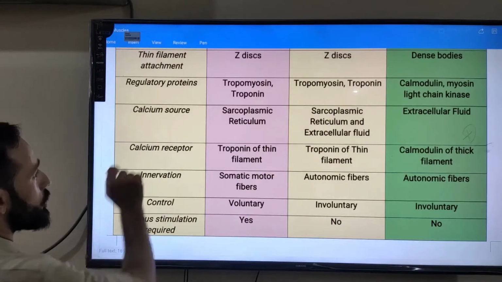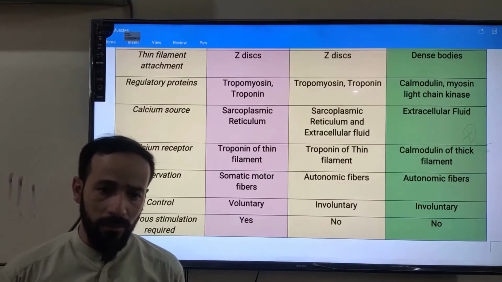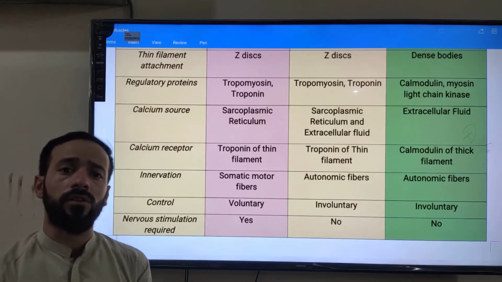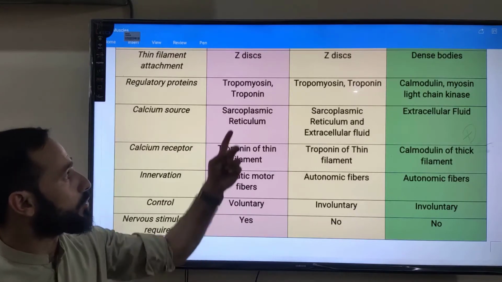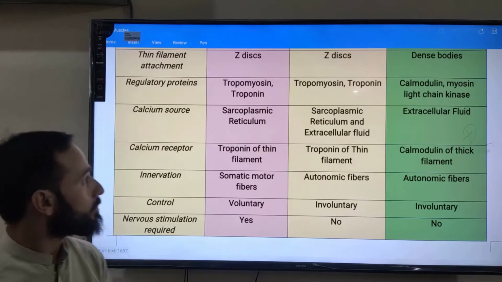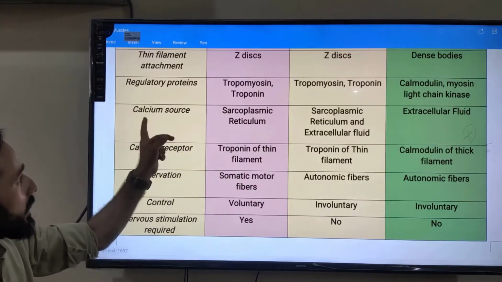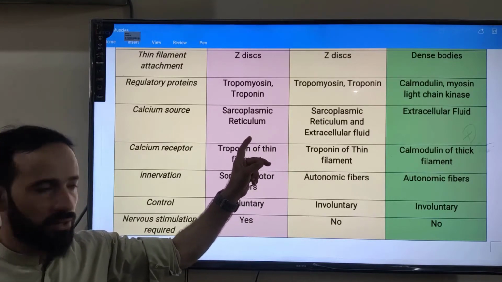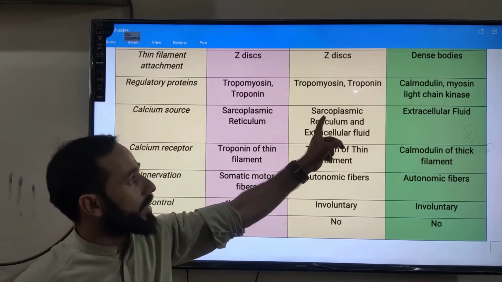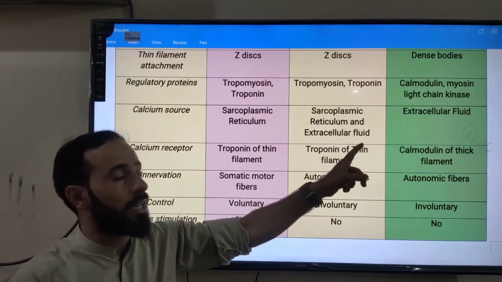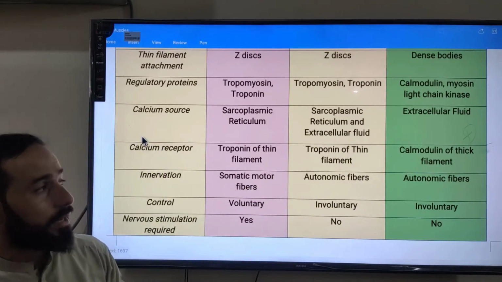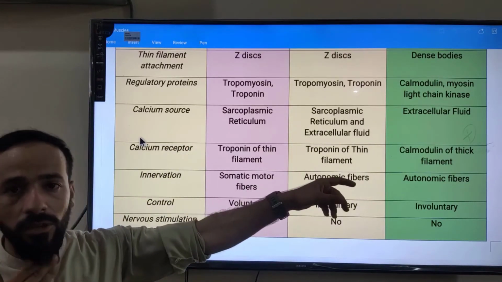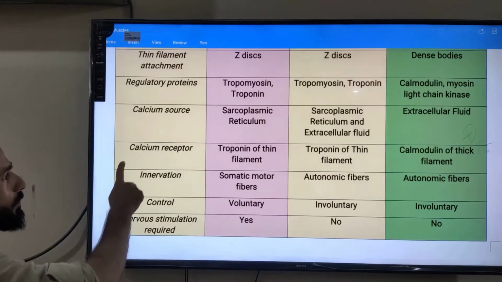Next, what about the calcium source? From where does the calcium come inside the muscle cell? In our skeletal muscles, we have lots of calcium stored in the sarcoplasmic reticulum. So in skeletal muscles, the calcium comes from the sarcoplasmic reticulum, where it is already stored. But in cardiac muscles, it comes from the sarcoplasmic reticulum as well as from extracellular fluids. And in smooth muscles, it always comes from the extracellular fluids.